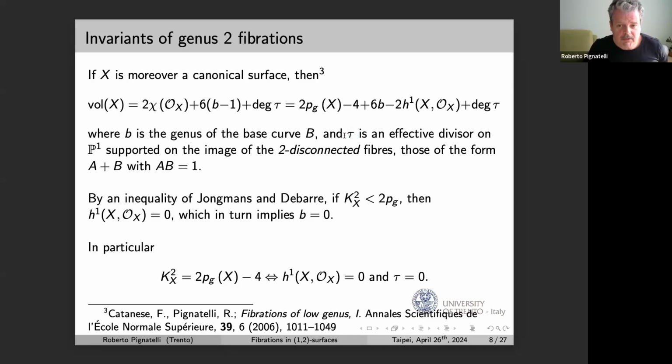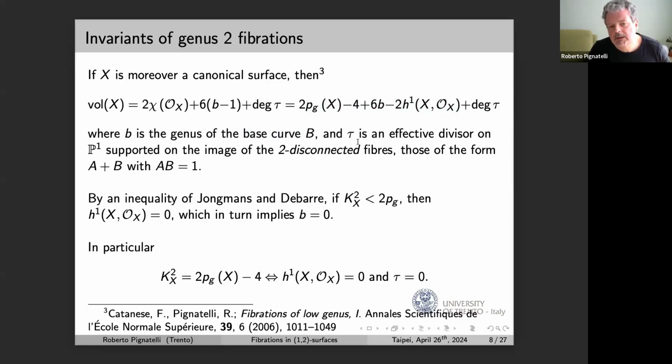So this tau, sorry, I jumped ahead in the discussion. This tau plays a role in this degree of tau. So the volume is 2pg minus 4, plus 6 times the genus of the base curve, minus a contribution, there is a little odd thing, this negative sign, given by the irregularity of the surface, which, as we'll see, is a little problem for this computation, but we solve it quickly, plus another non-negative number, which is exactly counting the degree of this divisor.